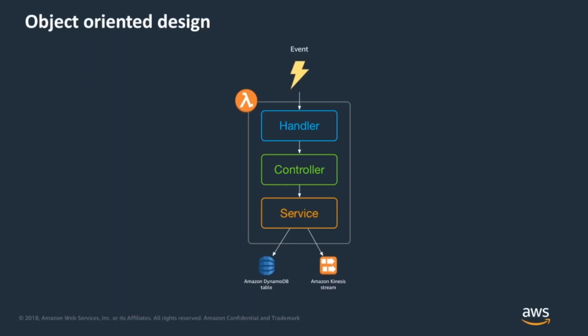So typically the way that I recommend people look at this is to have at least three different layers within a function. The first would be the handler. Then you have your business logic inside of a controller in the middle, and then services that you're using to interact with any backend services.